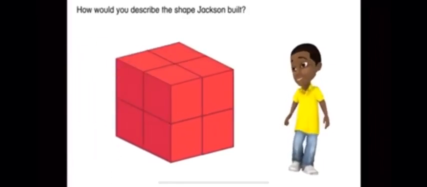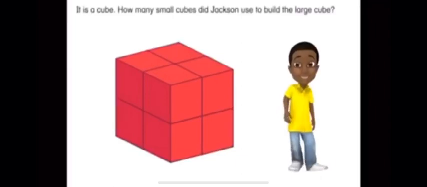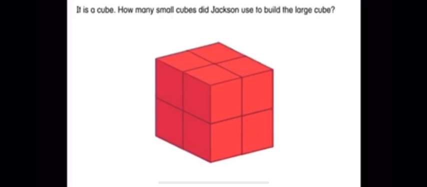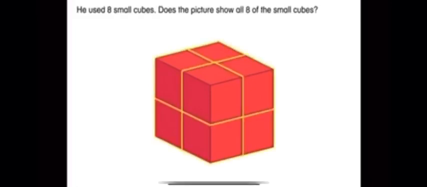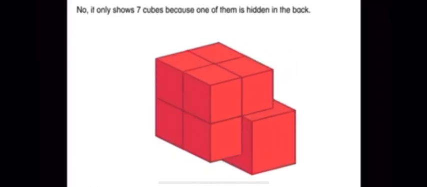How would you describe the shape Jackson built? It is a cube. How many small cubes did Jackson use to build the large cube? Small cubes. Does the picture show all 8 of the small cubes? No, it only shows 7 cubes because one of them is hidden in the back.